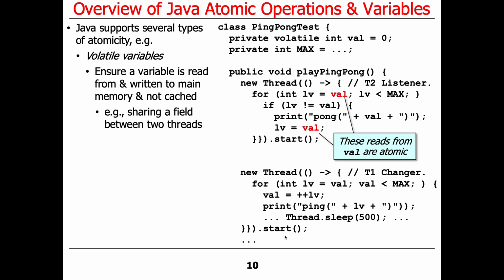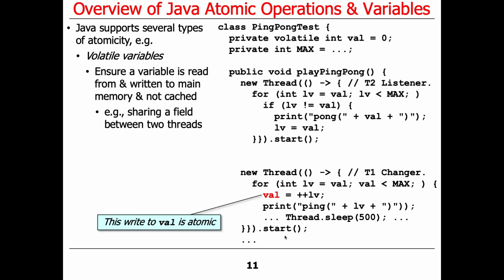What we're going to do is we're going to have thread T2, and it's going to start up. And you can see what thread T2 does is it goes into a loop, and it's going to loop starting with the current val, which starts at 0, up to some max, which might be 10 or whatever. And every time it goes through, if LV doesn't equal val, then it's going to go ahead and print pong, and then it's going to set LV equal to val. So that's what it's going to do. And the reads of val in both of those locations are done atomically, so they go and grab the main memory.